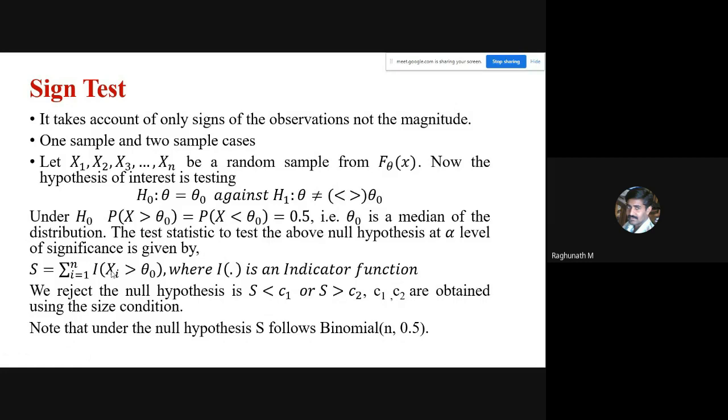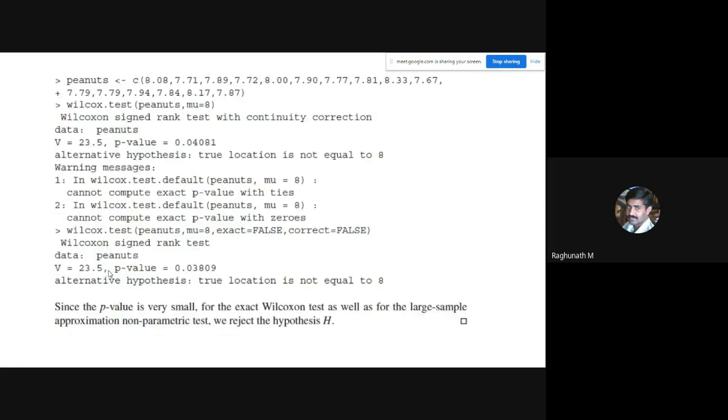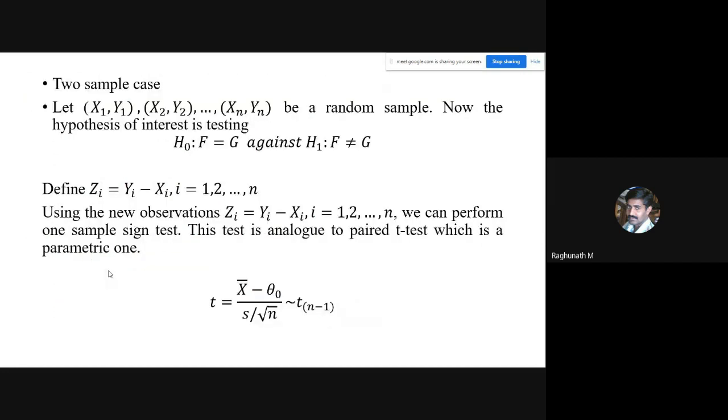Minus 3, minus 10, it will take it as a minus only. Plus 3, plus 10, it will take plus only. It doesn't matter whether it is 3 or 10, it only takes account of plus or minus. Whereas this paired t-test, what it does is it will take x bar. X bar is the sample mean.